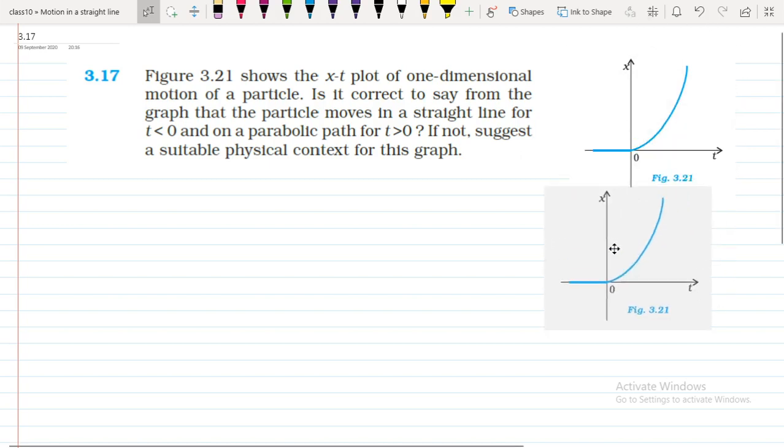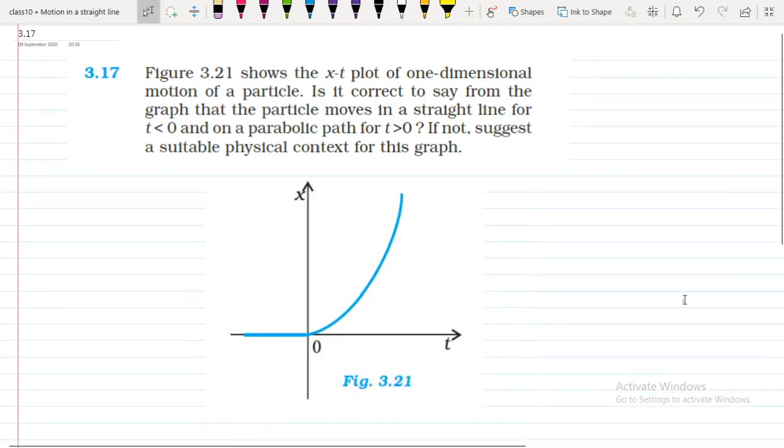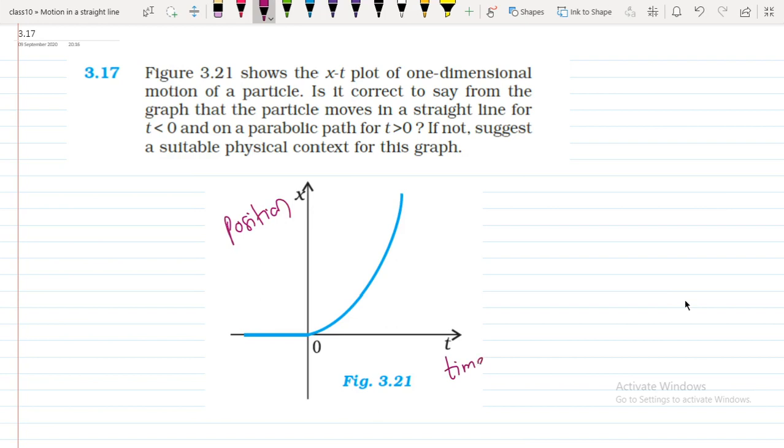So the graph is given here, position versus time. So this is position versus time, x versus t, and they are asking the question, is it correct to say from the graph the particle moves in a straight line?